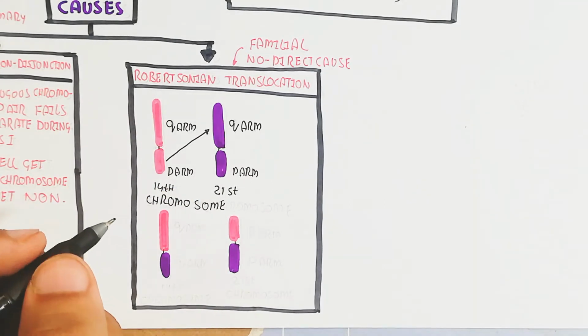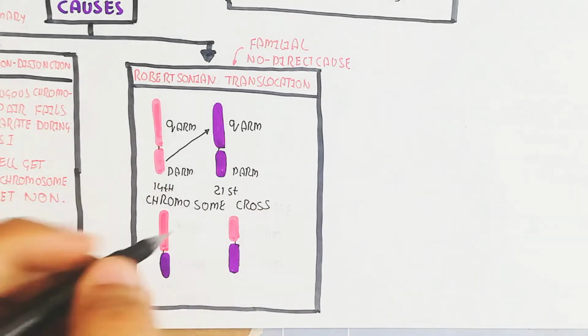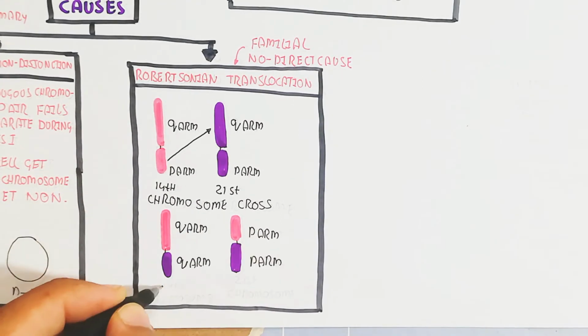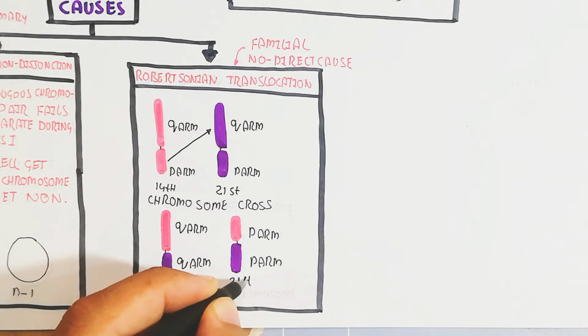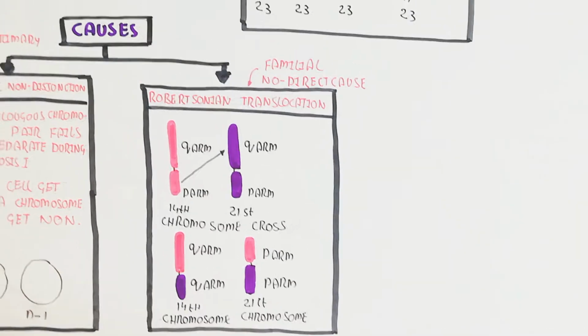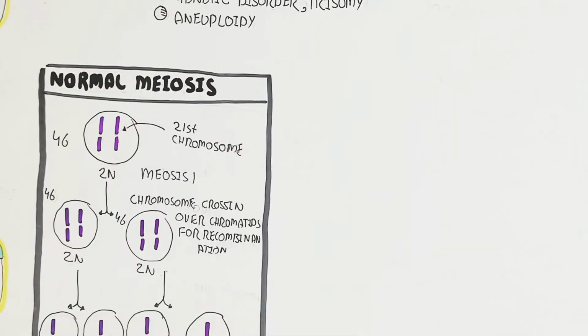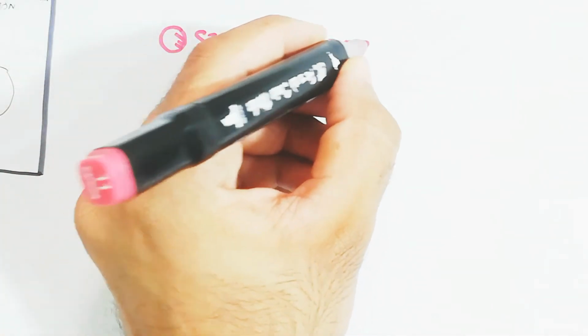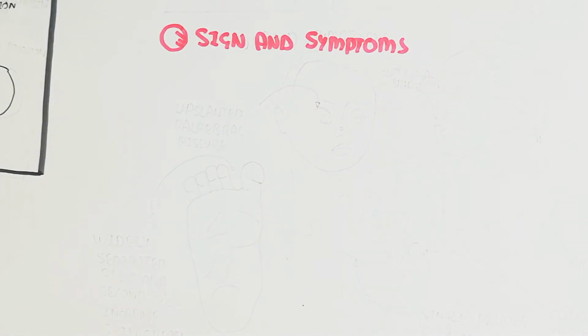For better understanding, you need to understand this is the mechanism for the Robertsonian translocation. The Robertsonian translocation does not show symptoms as much, but it can be transmitted genetically to their offspring and further going on. So let's begin to understand the signs and symptoms.